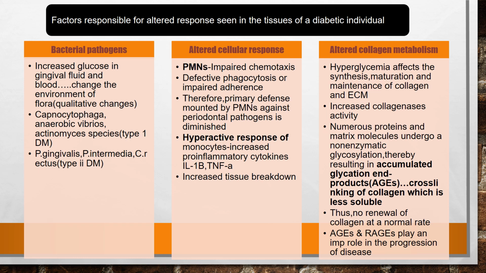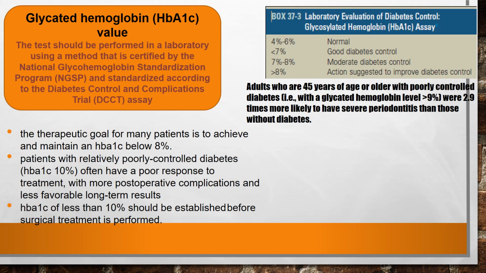This cross-linked collagen will be less soluble and unrepairable. Thus there will be no renewal of collagen at a normal rate. Both these AGEs and the receptor for AGEs play an important role in the progression of disease. So these are the factors that are responsible for the altered response to bacterial pathogens, the altered cellular response, and altered collagen metabolism.